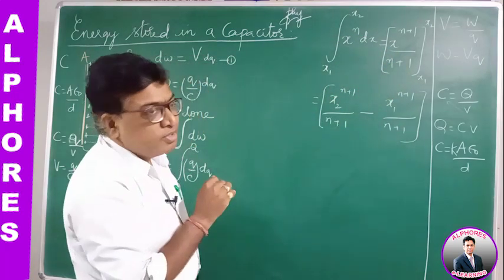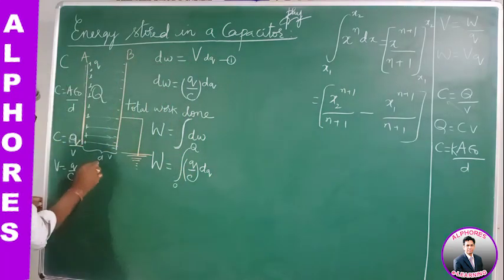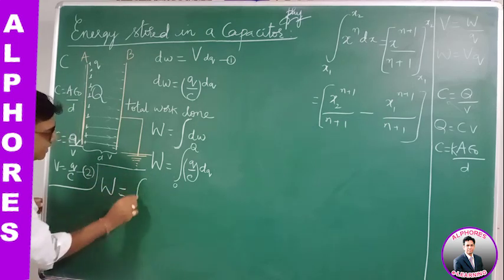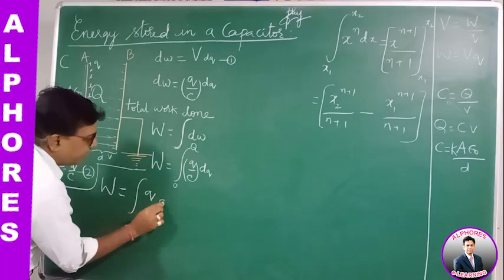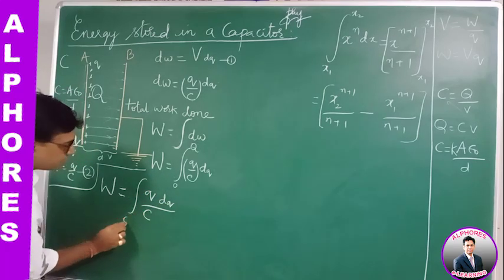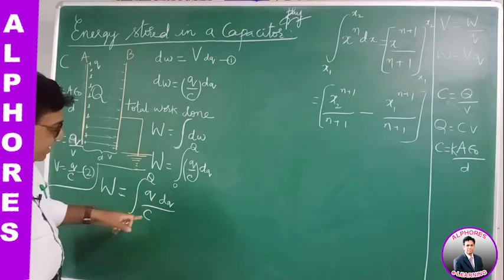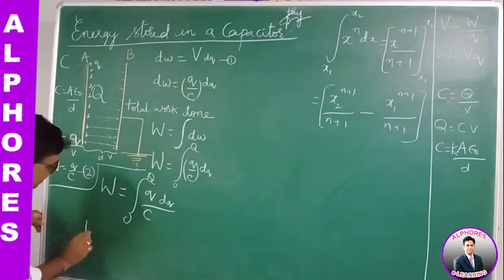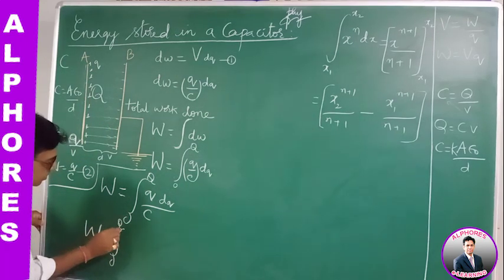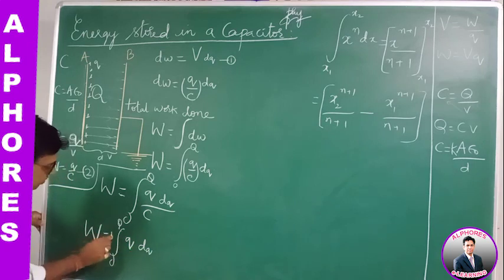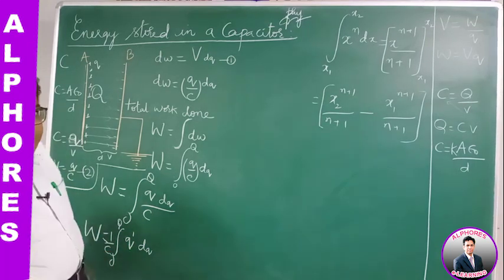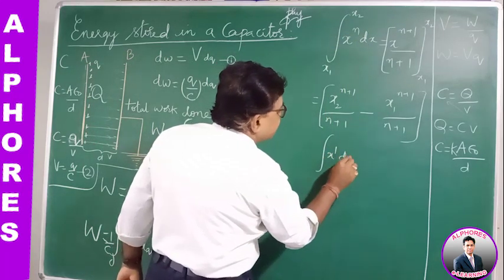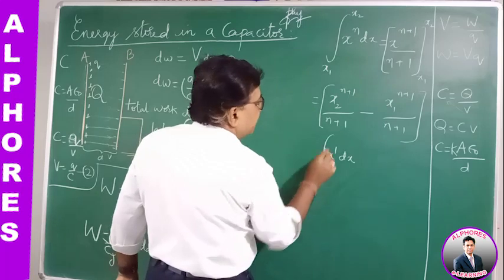Here in our case, the work done W is integral of q dq by C from 0 to capital Q. The capacitance of a capacitor is a constant, so I can take this out. So the work done W is 1 by C integral from 0 to Q of small q dq, q power 1. It is like x power 1 dx from x1 to x2.